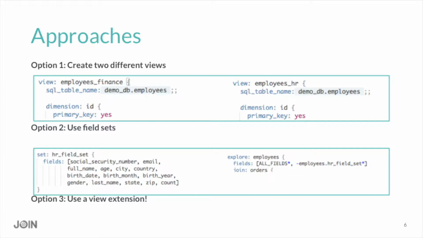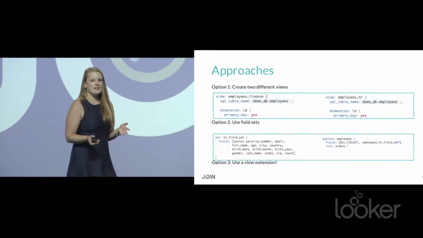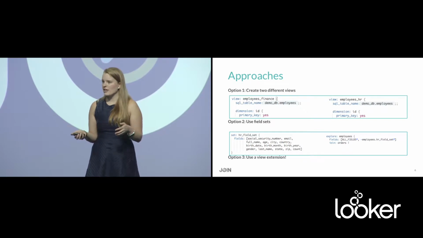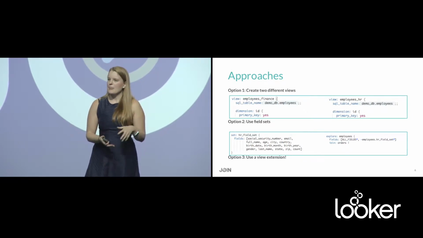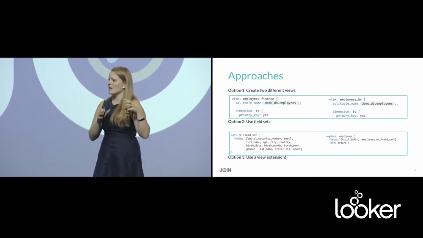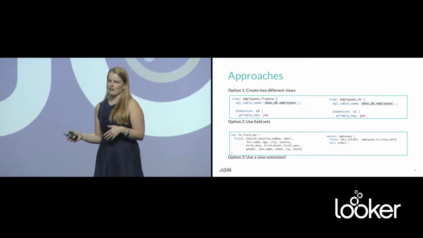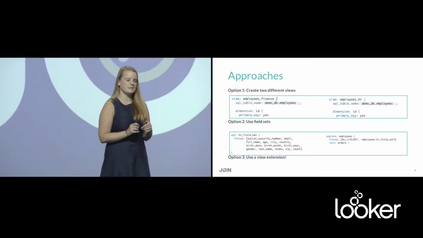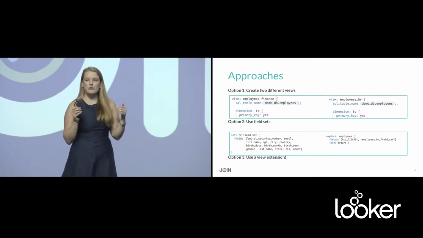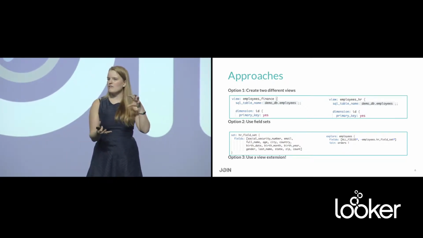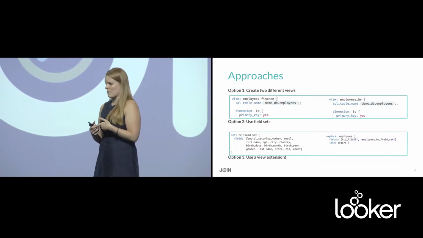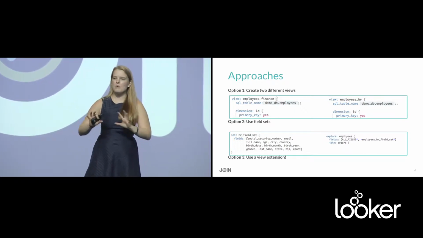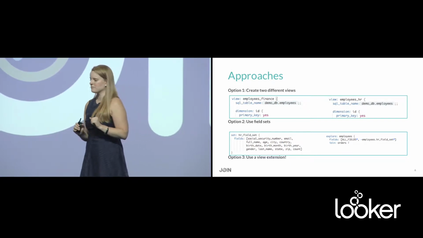The second approach we could take is this idea of using field sets. And field sets are a great feature in Looker. They're basically a way of taking a list of fields and creating a set out of them that can be reused throughout your model. So again, there's that reuse concept. And in this case, we could create a field set with all of those fields that our HR team should see, things like social security number that we really don't want anyone unnecessary accessing.